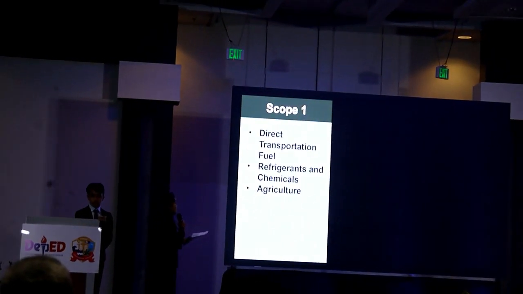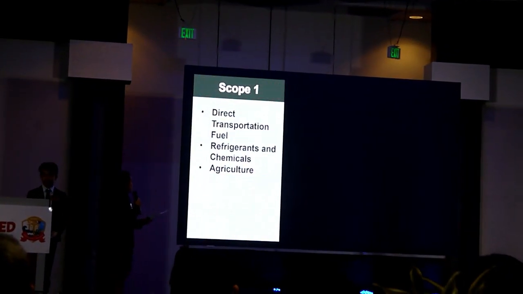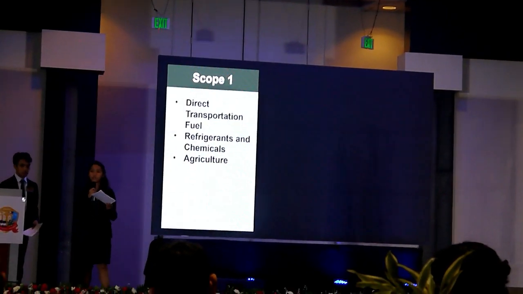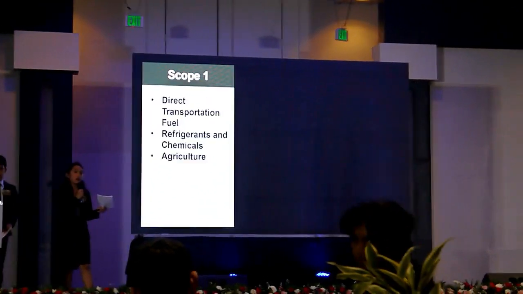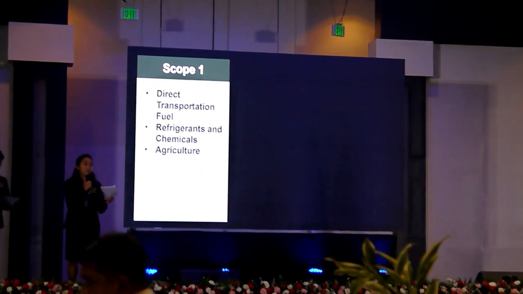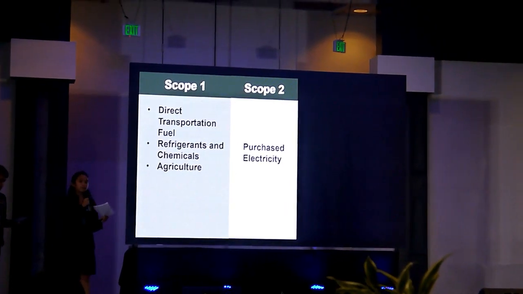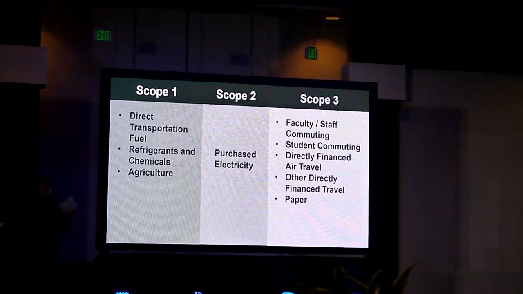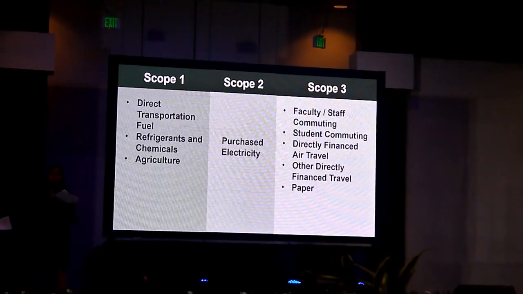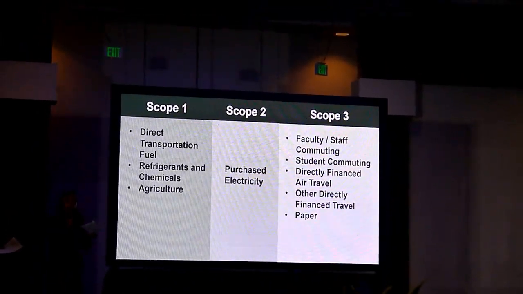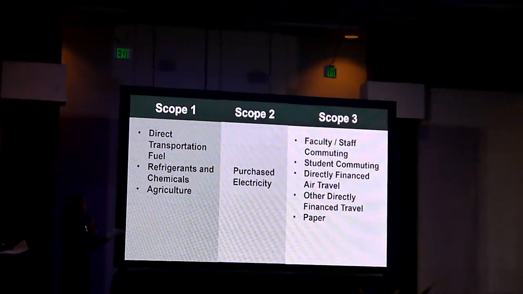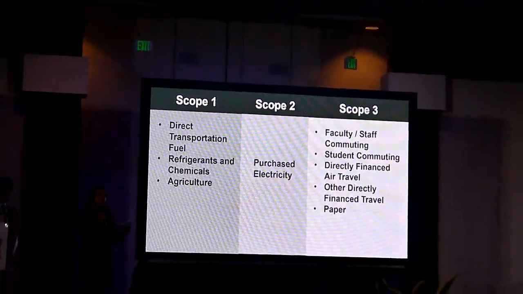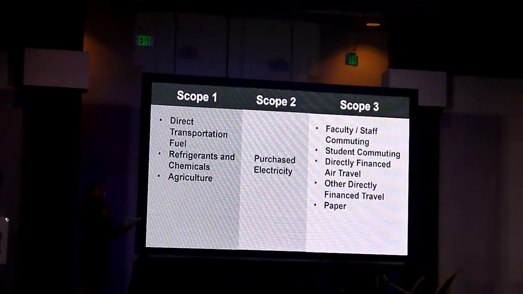Scope 1 covers the direct transportation fuel or the fuel used by the school vehicle. It also covers the refrigerants and chemicals, such as freezers and refrigerators used by the canteens or air conditioners used by the office. And also agriculture, if the school has poultry or crops or uses fertilizers for the plants. Scope 2 covers the electricity. And Scope 3 covers student commuting, their distance between the school and their homes and the means of their transportation, if they're using a bicycle, walking, or commuting. Then, it also covers the direct finance air travel and other direct finance travel sponsored by schools in order to join contests or do activities outside the school using a vehicle. And lastly is the paper consumption.